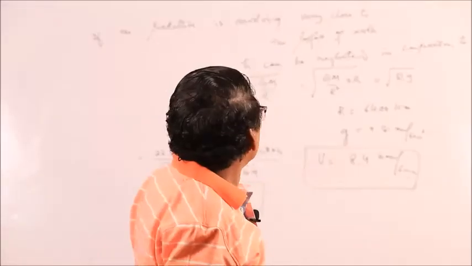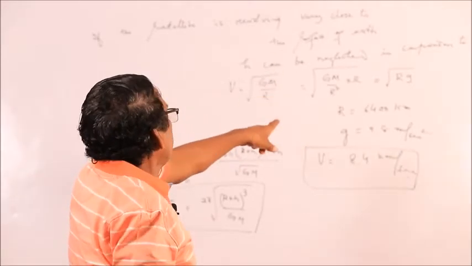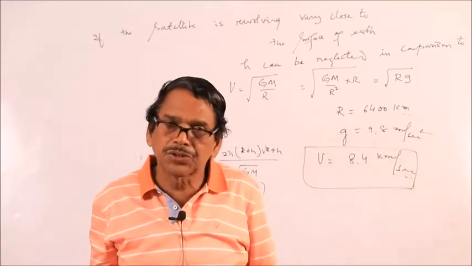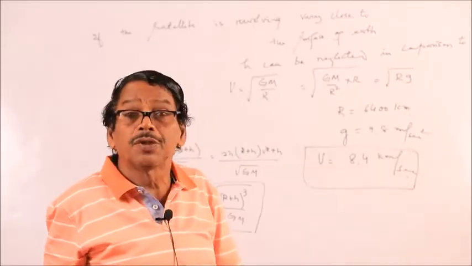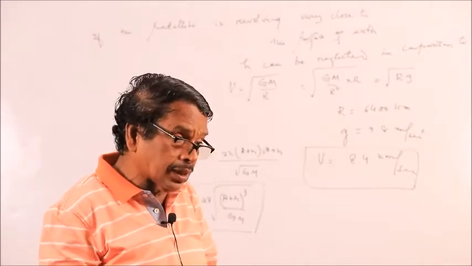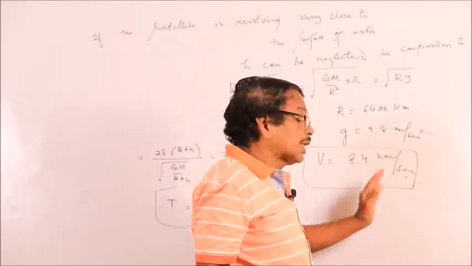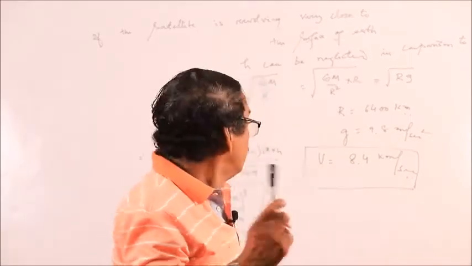surface of earth. The formula for velocity is what? Root over of rg. Put the value of r is equal to 6,400 kilometers, g is equal to 9.8 meters per second square. Putting the value, you can calculate that velocity is 8.4 kilometers per second. So, when a satellite is launched, it is imparted velocity of 8.4 kilometers per second by a multi-stage rocket, and it then revolves around the earth.